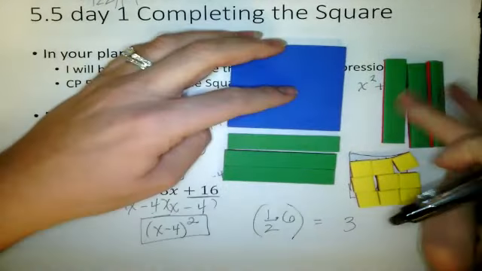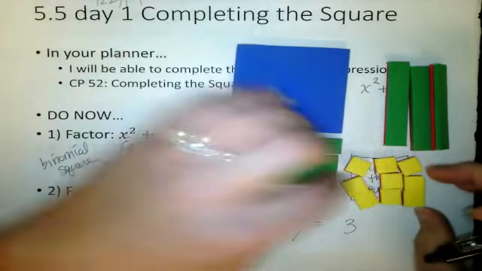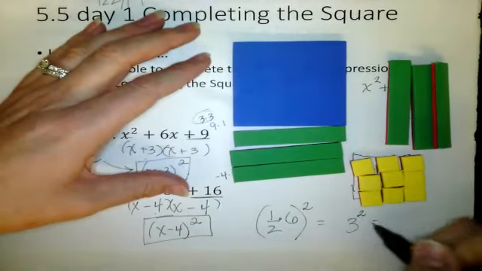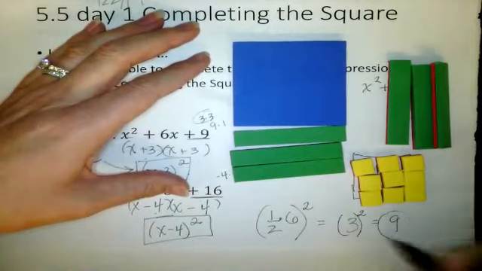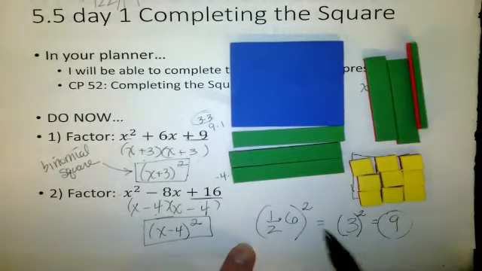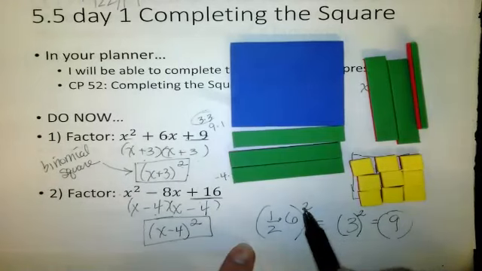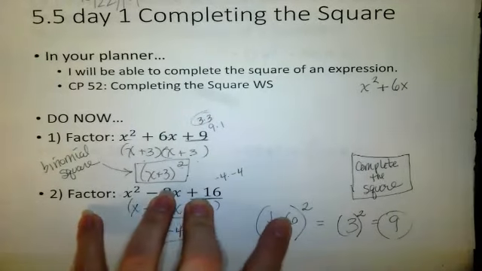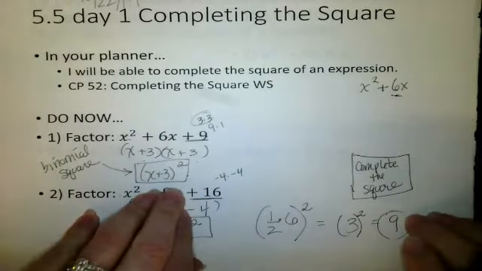What do I need to do with the 3 to create 9? Square it, yeah. So this, ladies and gentlemen, is how we get the 9. Half of 6 quantity squared. That's what we're doing today, folks. The whole thing. Half of the 6 squared. Here we go.